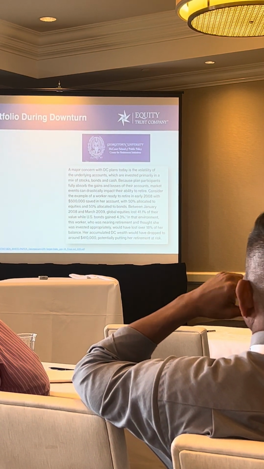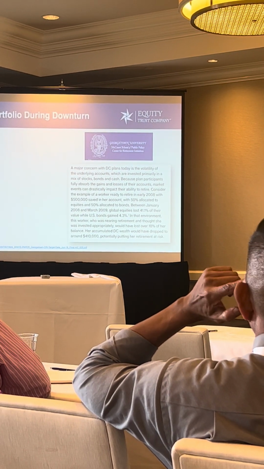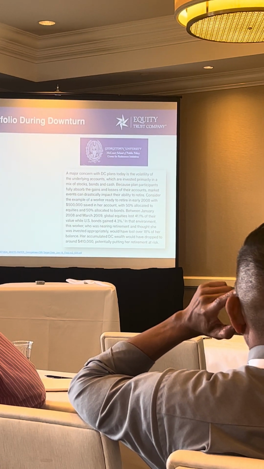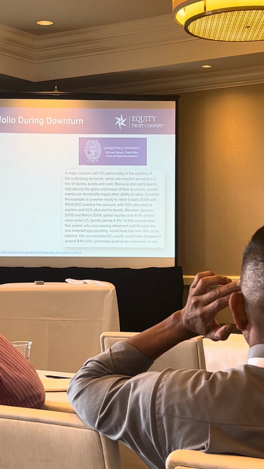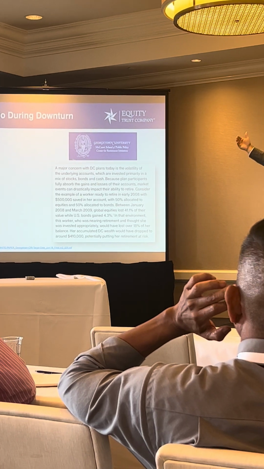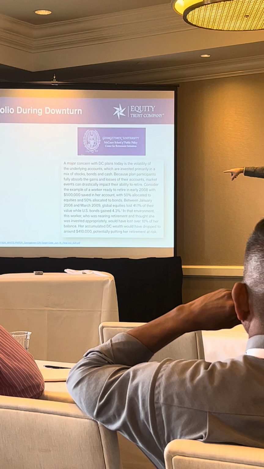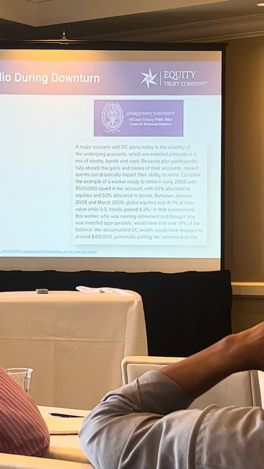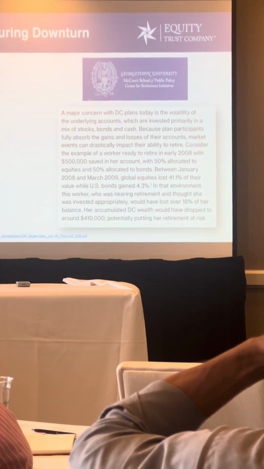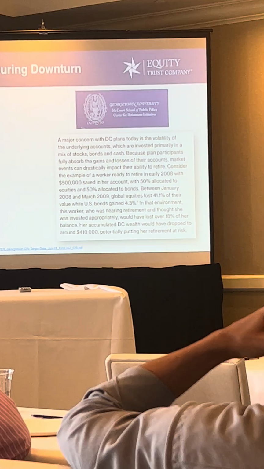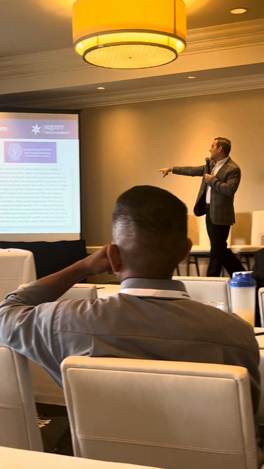Right? Remember I talked about the 60-40 model? Well, the 60-40 model is generally when folks are a little bit younger. As they get older, what do they do? They shift more of their allocation to fixed income. 50-50 model, between January 2008, so this was the great financial crisis, right? 2008 and March 2009, global equities lost 41.1%, while U.S. bonds gained 4.3%. In that environment, this worker who was nearing retirement and thought she was invested appropriately would have lost 18% of her balance.